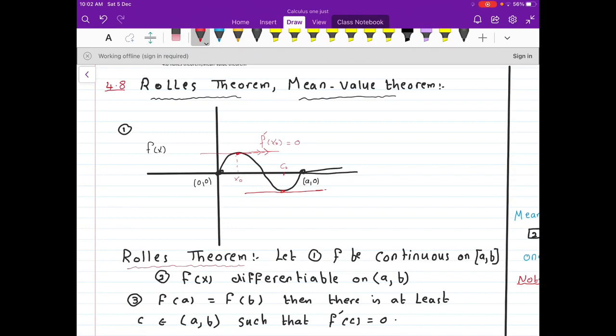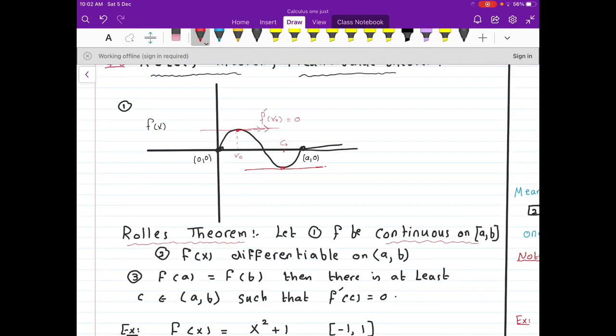So Rolle's theorem, let f be continuous on a closed interval. So the first condition of Rolle's theorem, the function is continuous on a closed interval. The second condition, f x is differentiable on open interval. والشرط الثالث f a equal f b. If these conditions hold, then the conclusion there is at least C belongs to the interval AB.